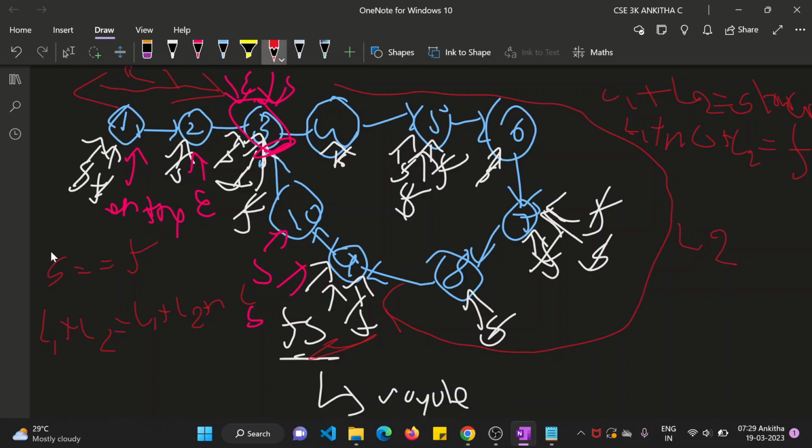So faster is nothing but 2 times slower, because slower equal to slower dot next, faster equal to faster dot next dot next. That is 2 times the slower. So 2 times the slower equal to faster. So 2 times of L1 plus L2 equal to L1 plus L2 plus NC. So therefore we can say L1 plus L2 equal to NC.